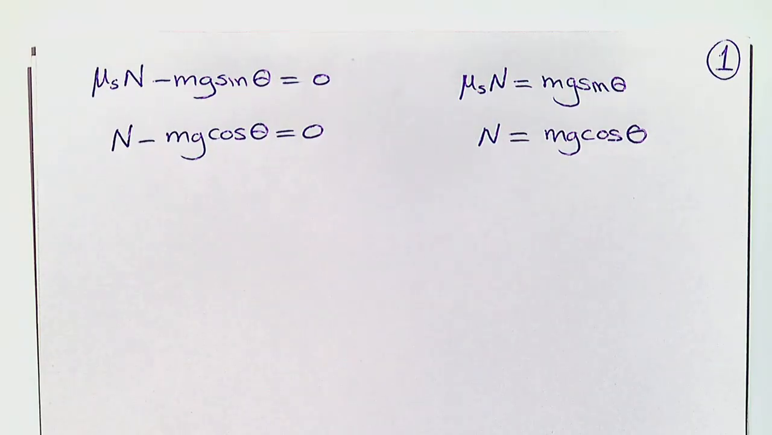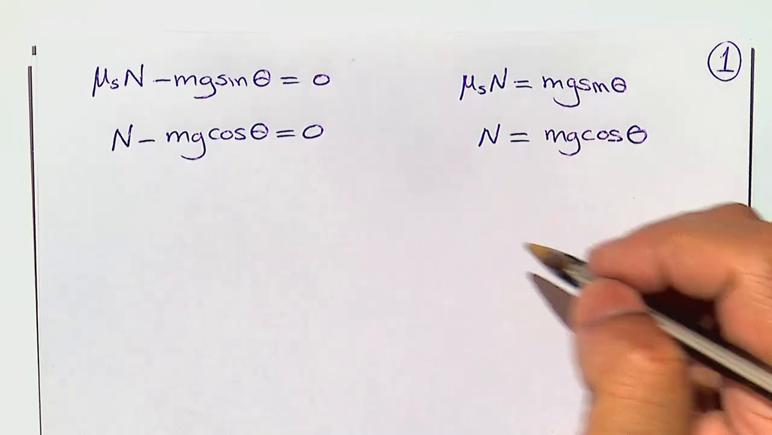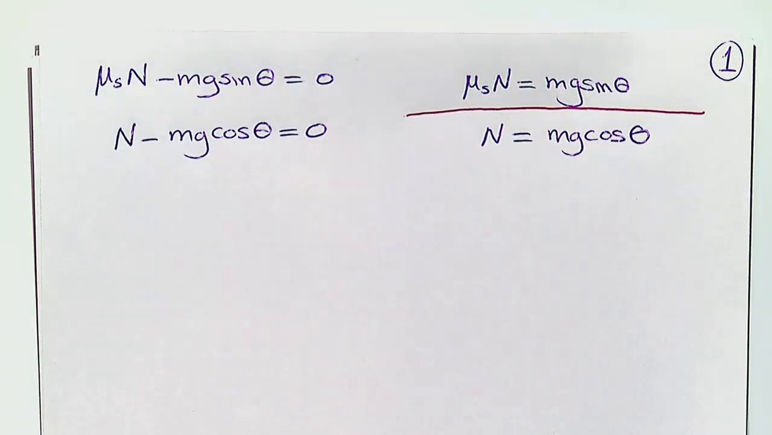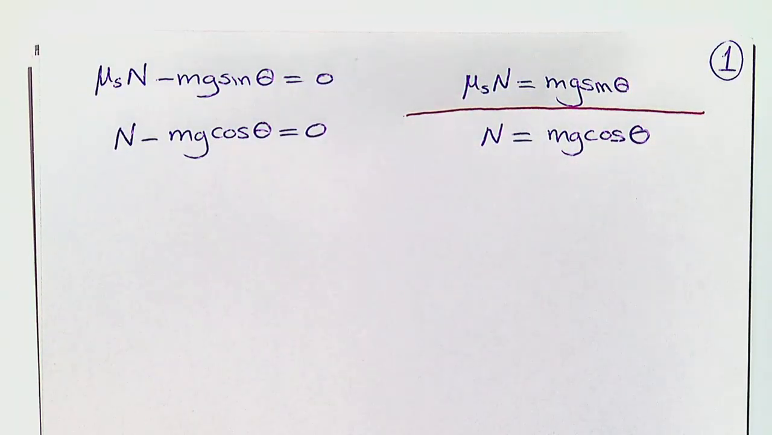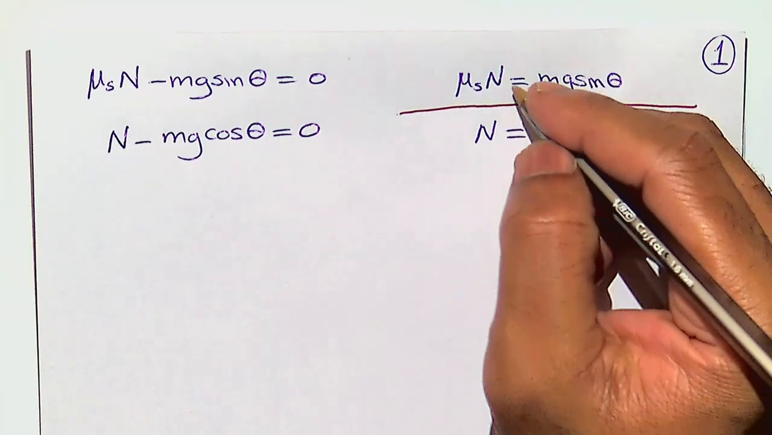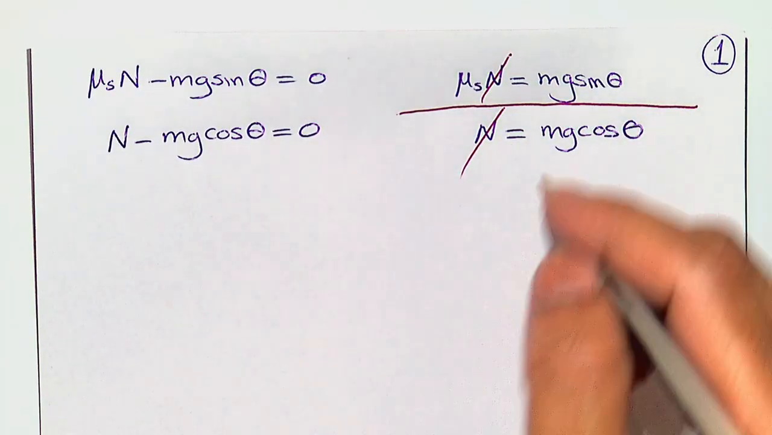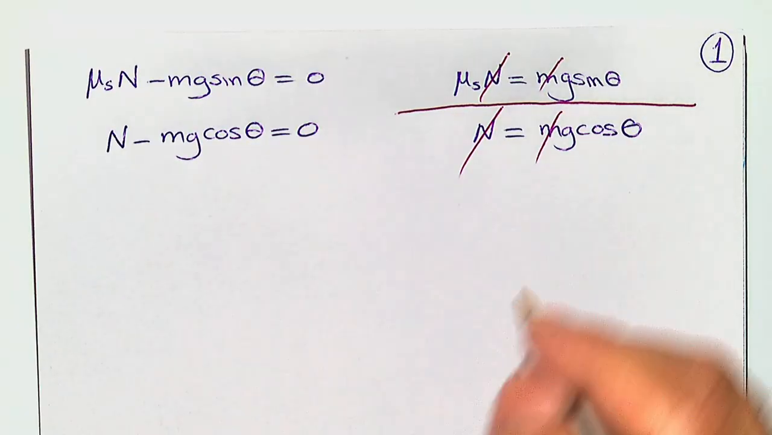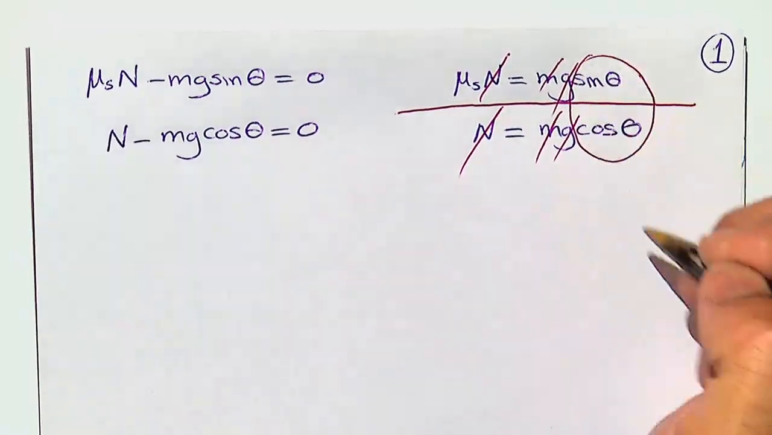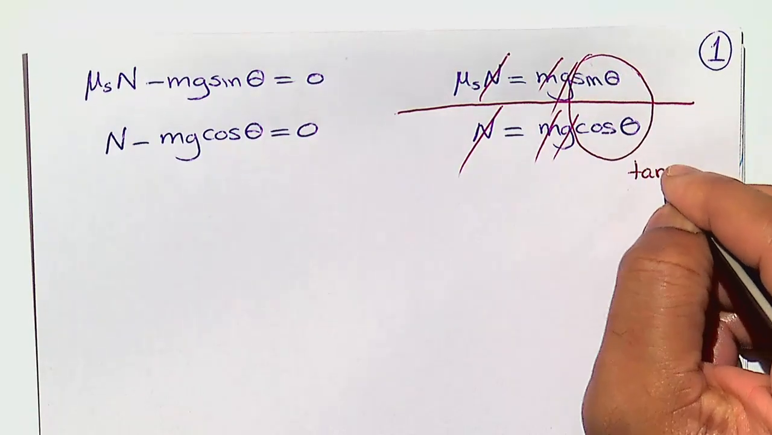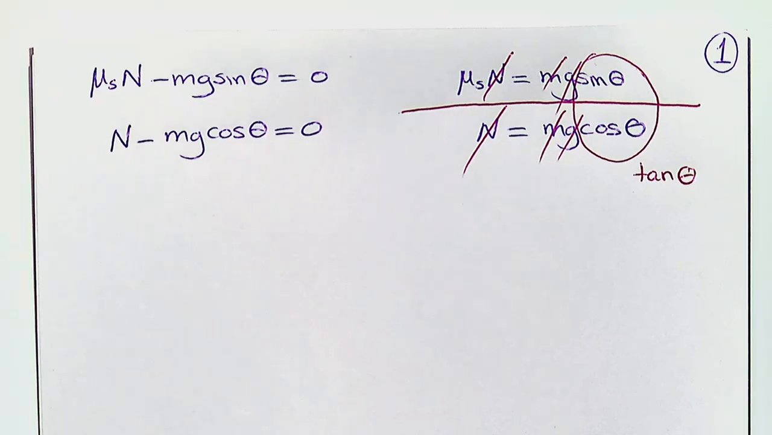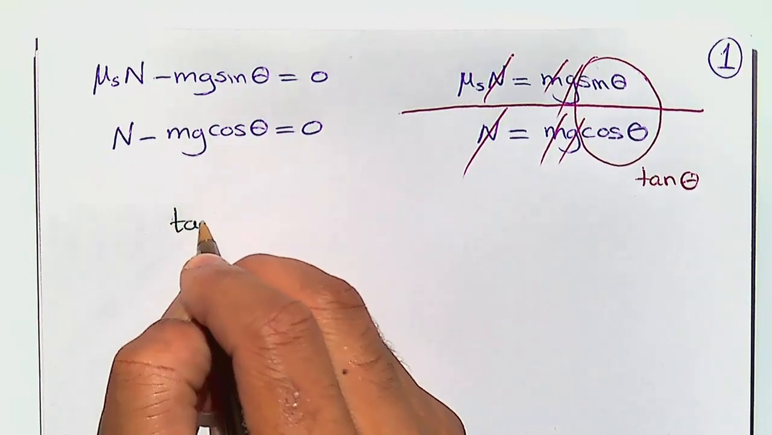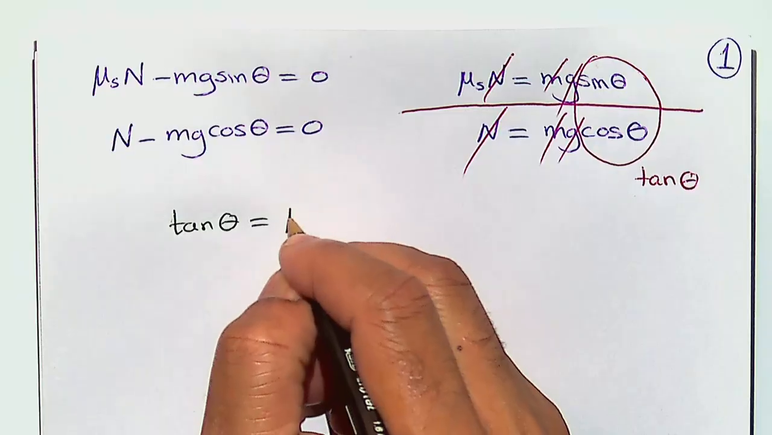And you might remember this trick from your math class. You can take two equations like this and divide them as long as you divide each side by each side, right? It's a little trick so that the normal force cancels out, the m's cancel out, the g's go away, and then you probably remember sine divided by cosine is tangent of theta. A little trig property for you. So what you're left with is that the tangent of theta is equal to mu s.